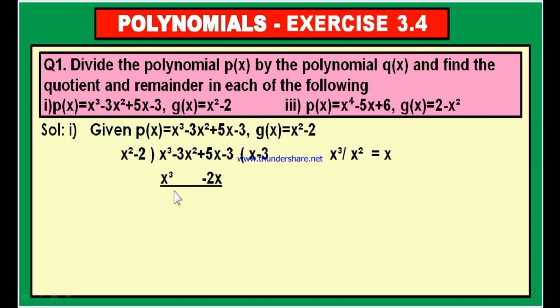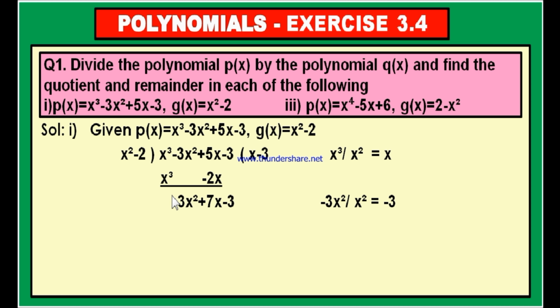Now we have to go for the subtraction. Subtraction means these signs may be changed. Actually it is plus x cube. Since we have to go for subtraction, this will be minus, then plus x cube and this minus x cube will get cancelled. Then write down this minus 3x square. Next, this is 5x. Let us change this sign. Minus 2x will be plus 2x. 5x plus 2x is 7x. And let us write the constant term also, that is minus 3. Now this is the new dividend.